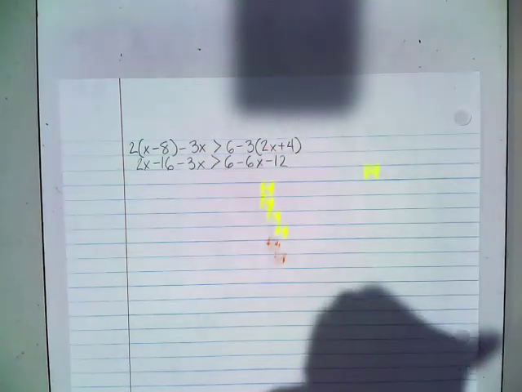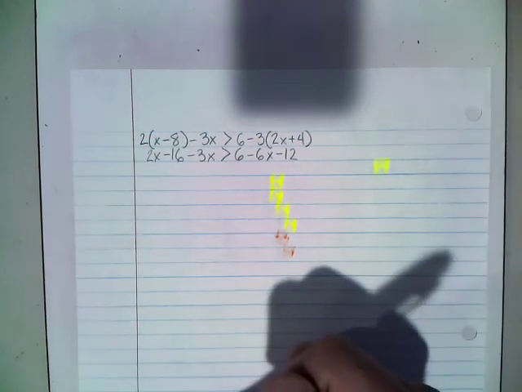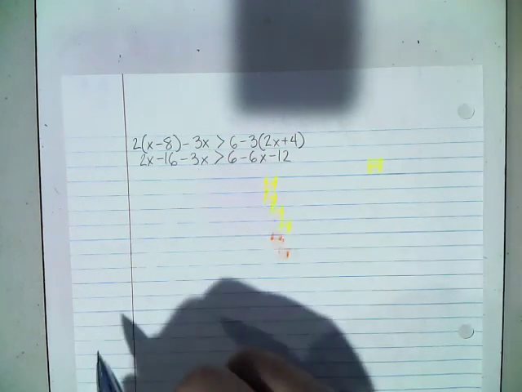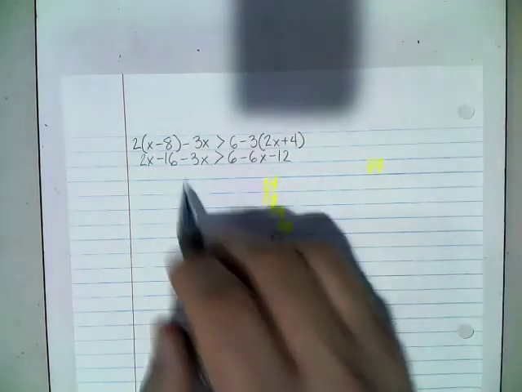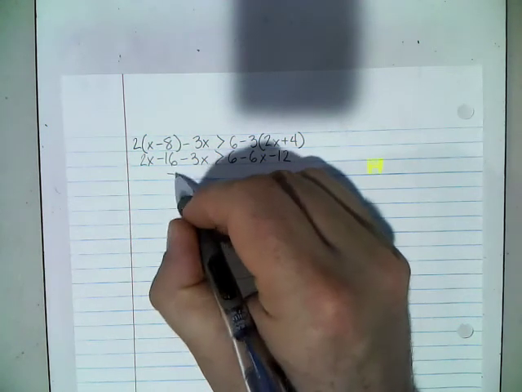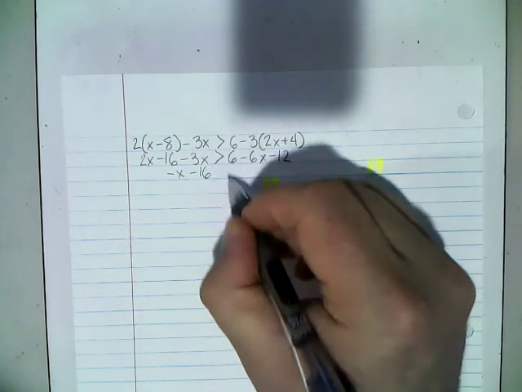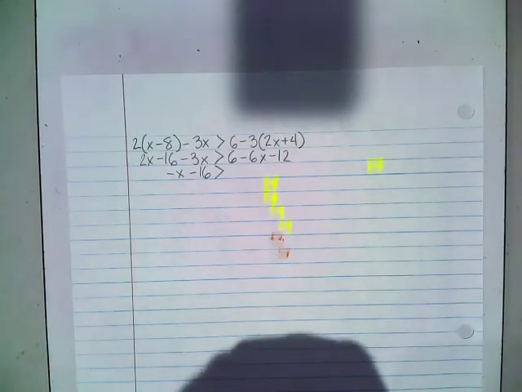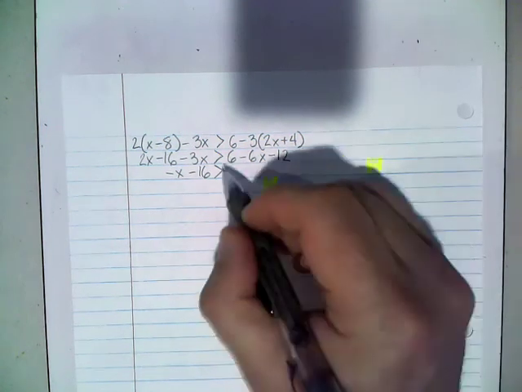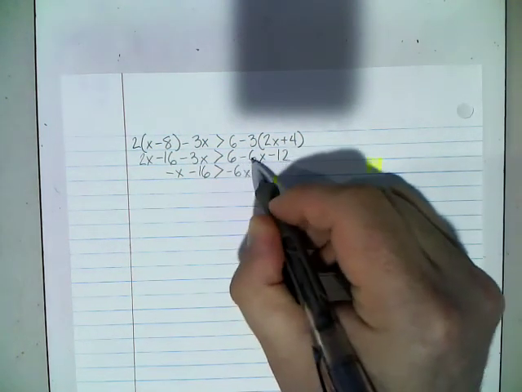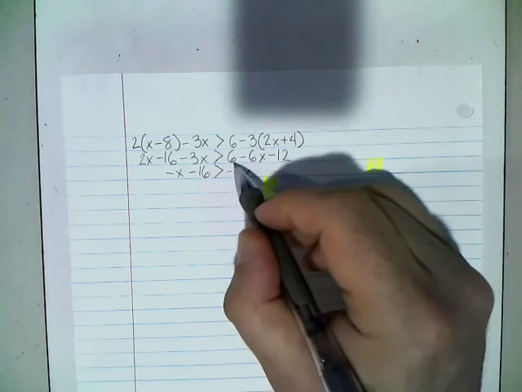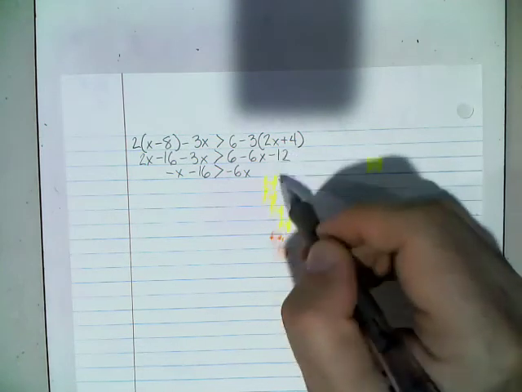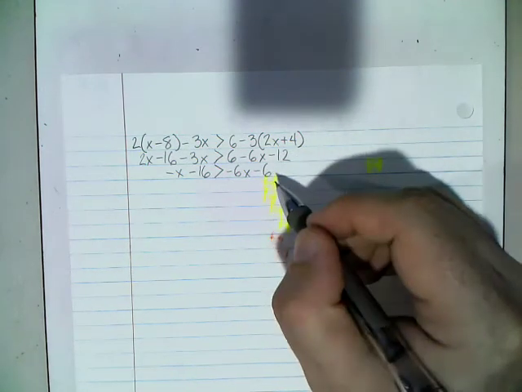Now, continue to simplify. So I can combine like terms. I got my 2x, I got my minus 3x there. So 2 minus 3 gives me a negative 1, or just negative x minus 16. Again, we're still just simplifying, so symbol stays the same. On the other side, I have two constants. So my negative 6x, remember treat the minus like a negative. My minus 6x will be my only x term there. But a positive 6 and a negative 12 results in a negative 6.